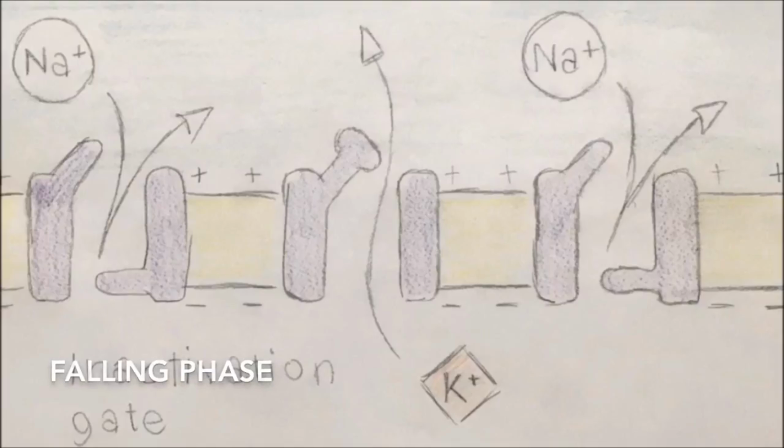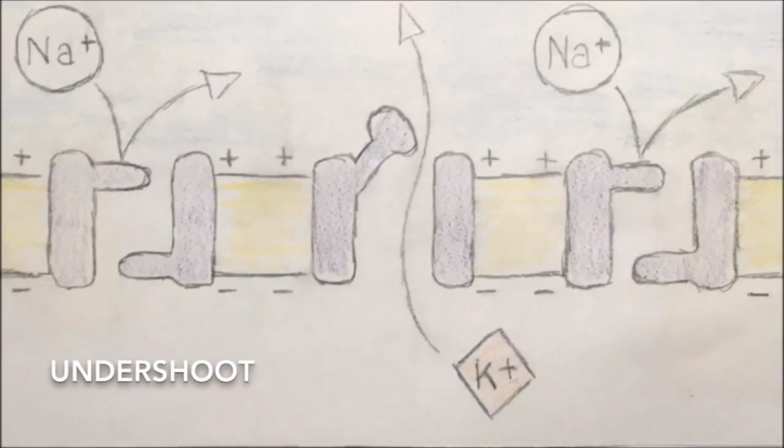The last step is called undershoot. During this step, both gates of Na plus are closed, but the activation gates on some K plus are still open. As the K plus activation gates close, the inactivation gates open for the Na plus channels, and the membrane returns to the resting state.